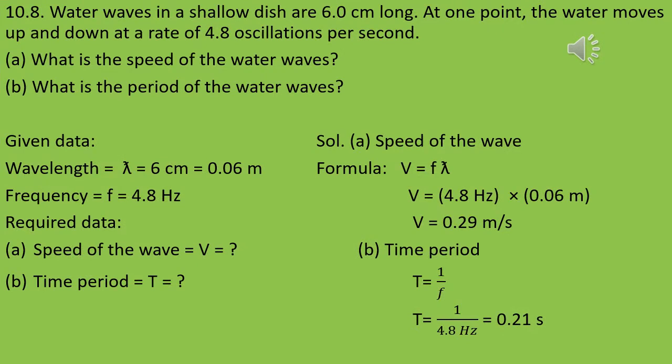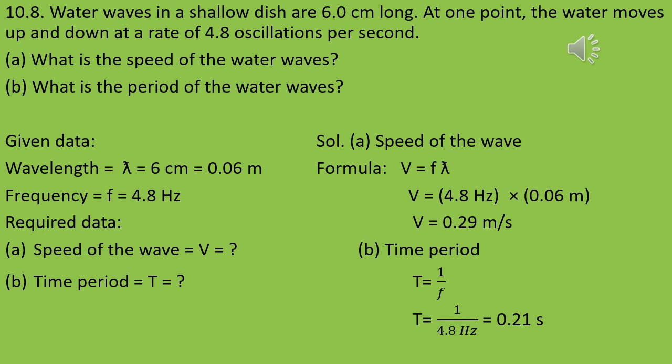Numerical problem 10.8. Water waves in a shallow dish are 6.0 centimeters long. At one point, the water moves up and down at a rate of 4.8 oscillations per second. A. What is the speed of the water waves? B. What is the period of the water waves? Given data: wavelength is 6 centimeters, or 0.06 meters, frequency is 4.8 Hz. Required data: we have to find A. Speed of the water waves, B. Time period of the water waves.